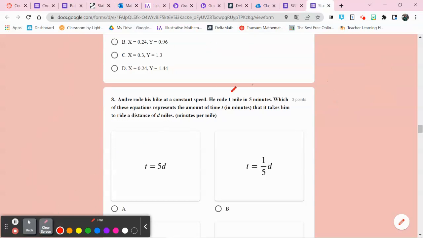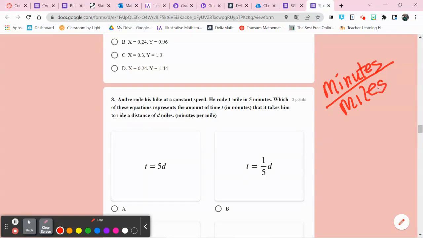I'm going to clear that again. What did it say? Minutes per mile. See, I did it backwards. So we need minutes on top. Woo, Miss Coffman did it backwards. So minutes per mile. Minutes goes on top. Per means divide. Miles goes on the bottom.